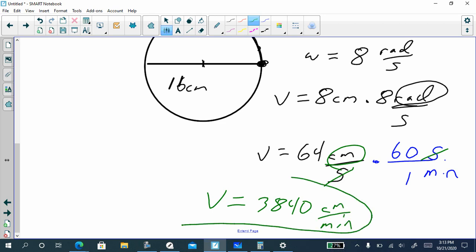So imagine that you're a point on the edge of that flywheel. Every minute, that's how many centimeters you travel.